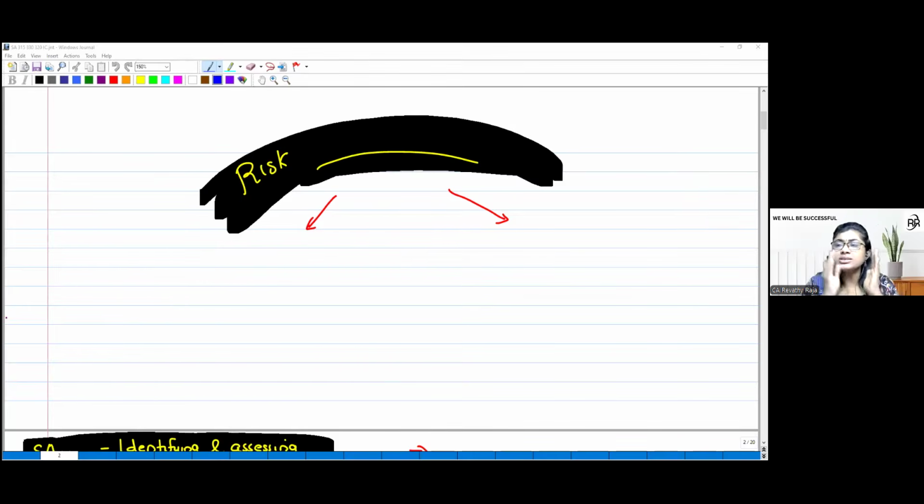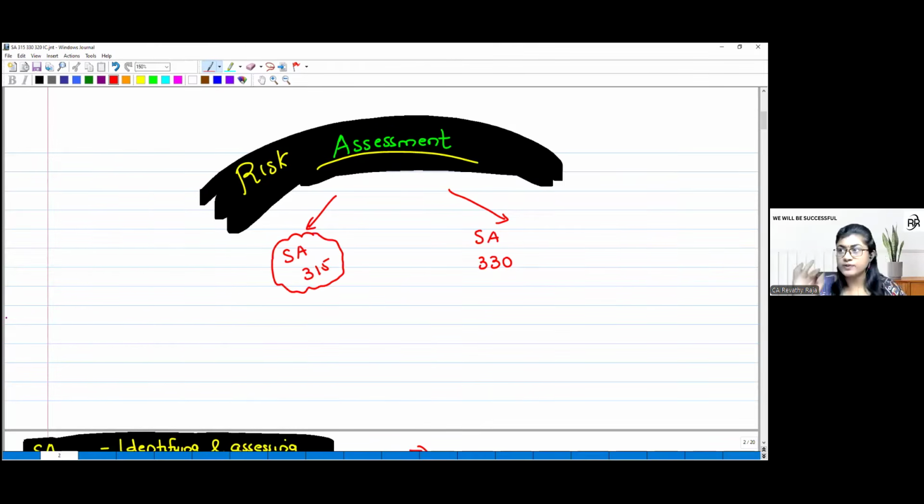Risk assessment is basically chapter number 3, the third chapter in our material. Which SA will come to your mind? It is SA 315. Our topic is only risk assessment, but I'm linking: whenever there is a risk, you will respond as per SA 330. Responses come through SA 330. Right now we will go with only SA 315.